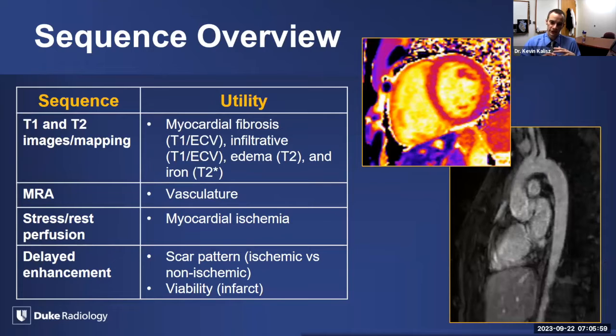One thing that I'll try to illustrate, which is a little bit newer in the spectrum of cardiac MR sequences, is the concept of multiparametric mapping, or T1 and T2 weighted mapping.